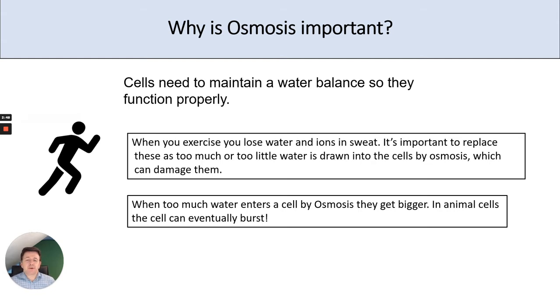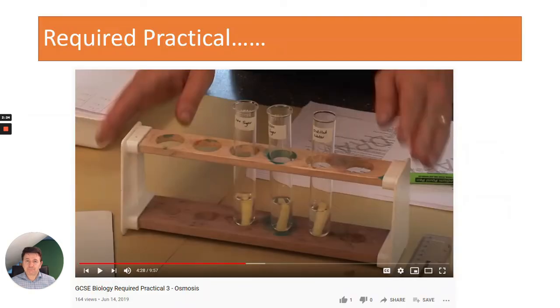It's important to replace these as too much or too little water is drawn into the cells by osmosis, so you can become dehydrated and it will affect chemical reactions. When too much water enters cells by osmosis, because the cell only has a cell membrane, the cells can eventually burst and obviously cause a big problem.